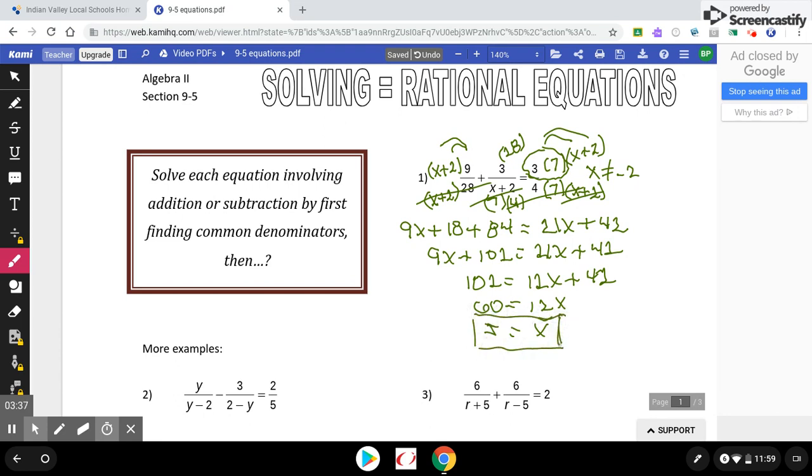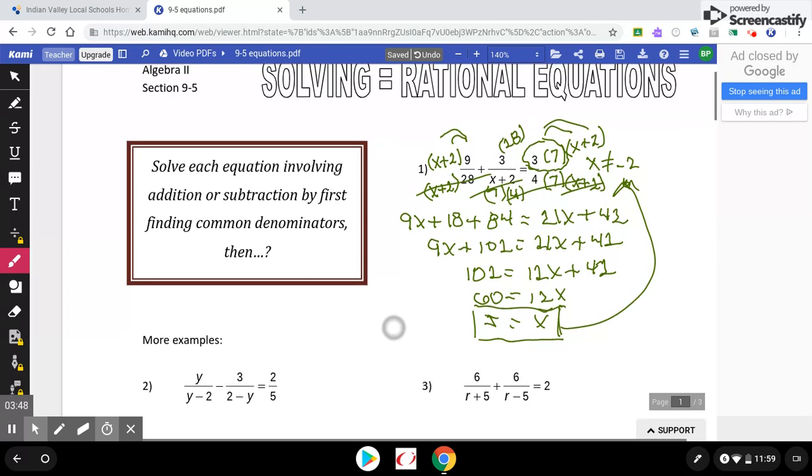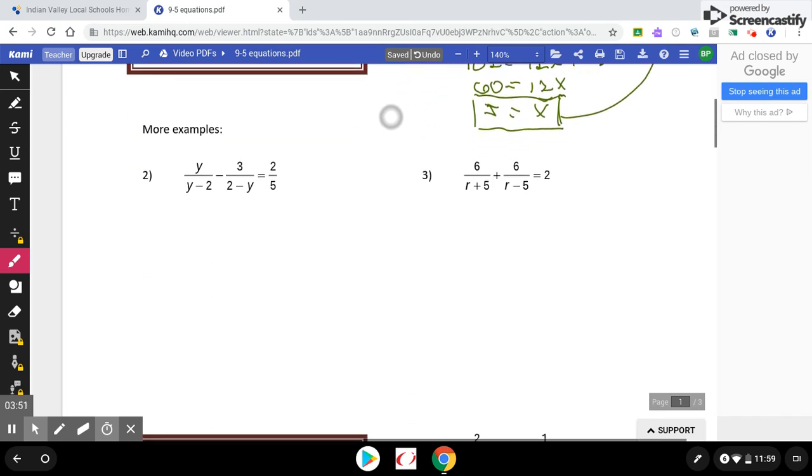Now, again, why was the restriction important? Way back at the beginning, we said that x couldn't equal negative 2, but I didn't get negative 2 for an answer, so that's okay. Final answer for that guy is 5. Moving along, I'm going to try to fit 3 problems in on this first video here.